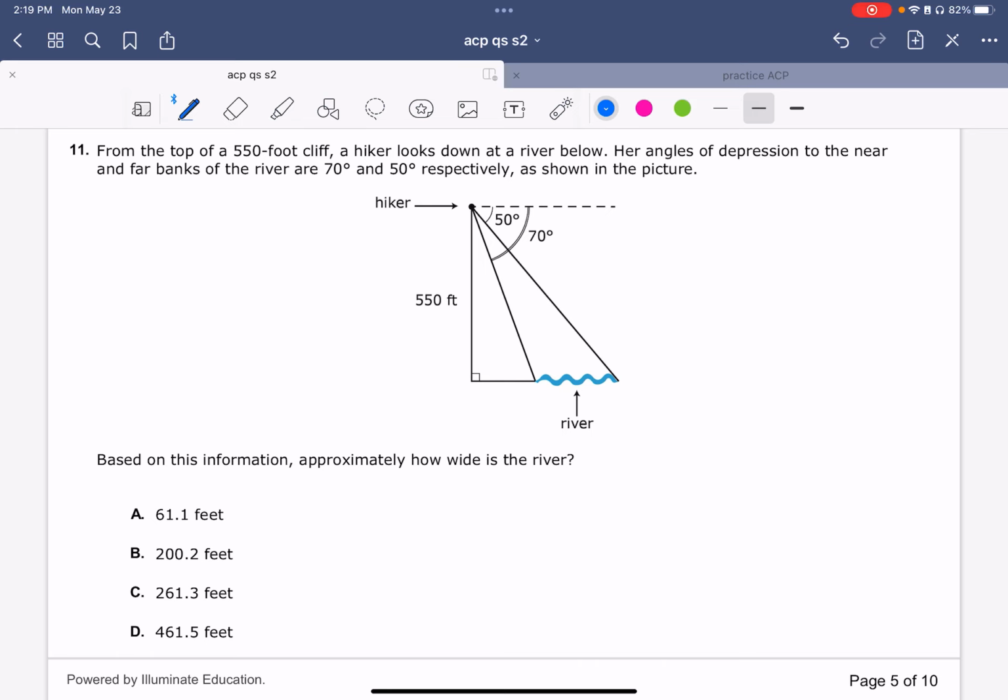From the top of a 550-foot cliff, a hiker looks down at a river below. Her angles of depression to the near and far banks of the river are 70 degrees and 50 degrees respectively, as shown in the picture. Based on this information, approximately how wide is the river?